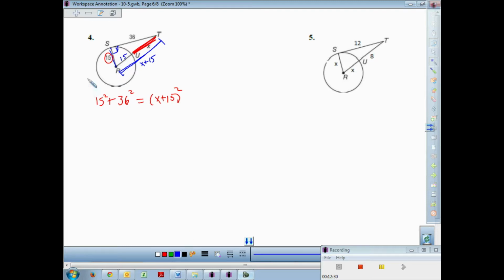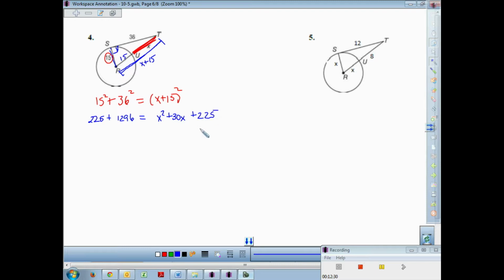So we can clean this up real easy. 15 squared is 225. 36 squared, I do not know that off the top of my head, so I will punch that in my calculator. I actually do know what 36 squared is. My bad. It's 1296. And then this is a binomial squared, so that's where we can use this cool little shortcut. We square the first guy. We take twice the product of these. The product of it is 15x. We need twice the product, which is 30x. And then we square the last guy. And 15 squared is 225.